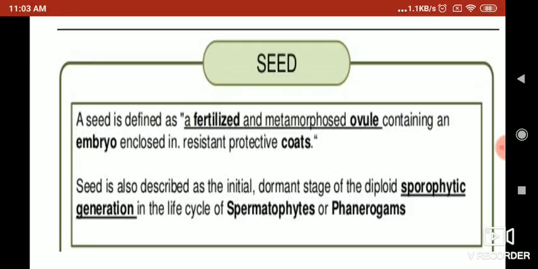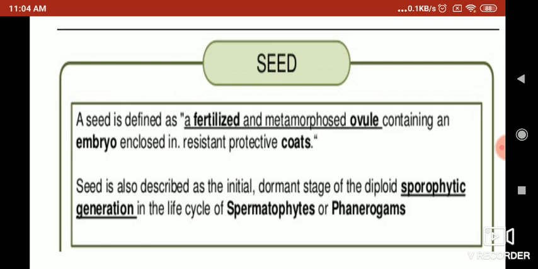Dear students, we are going to discuss the structural details of seeds in angiosperms. A seed is defined as a fertilized and metamorphosed ovule containing an embryo enclosed in resistant protective coats. You can also say a seed is the initial dormant stage of diploid sporophytic generation in the life cycle of spermatophytes or phanerogames.